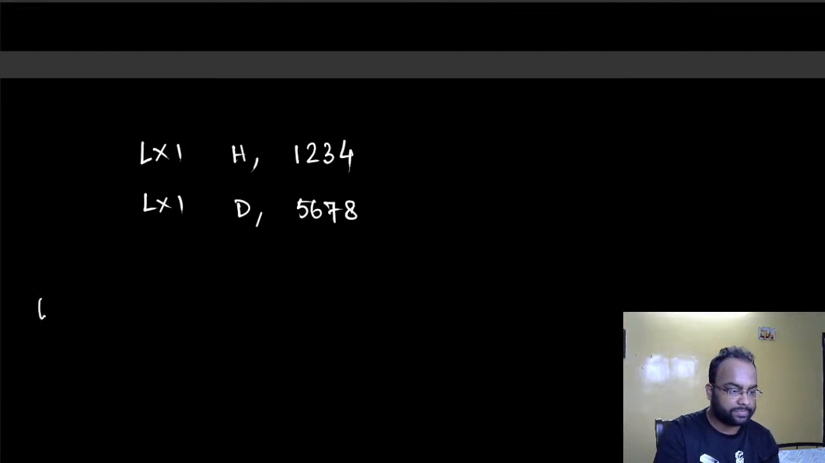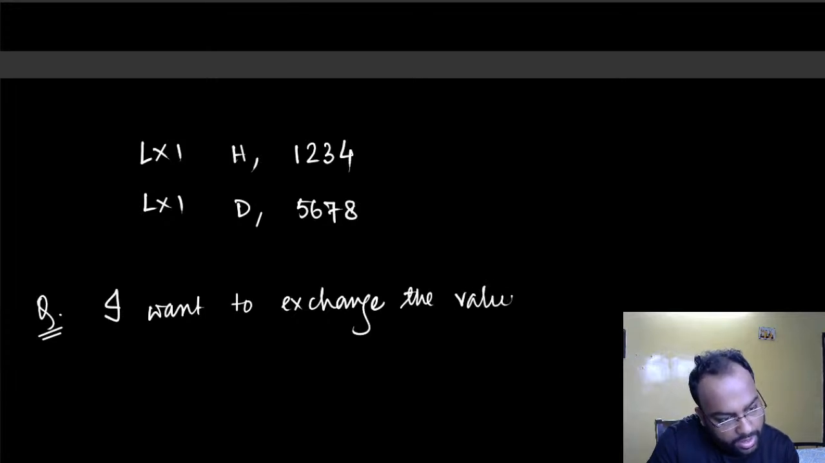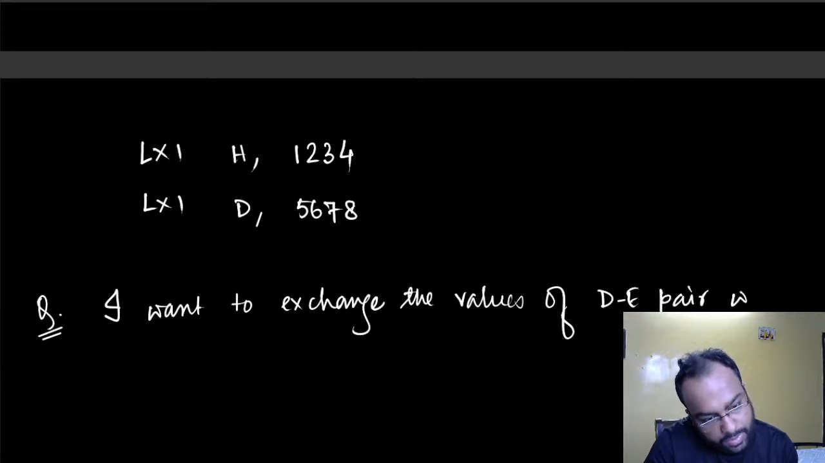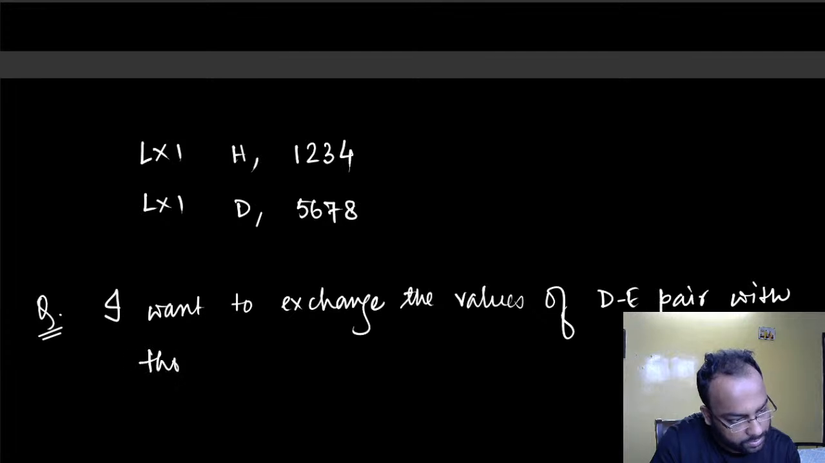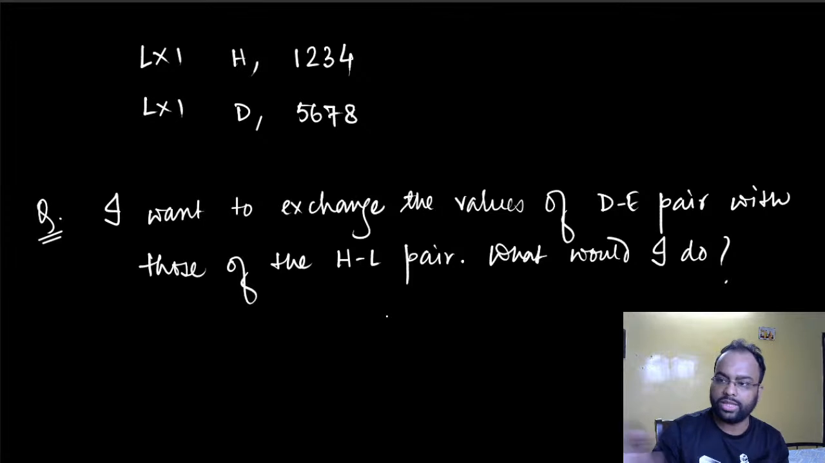Now my question is, I want to exchange the values of the DE pair with those of the HL pair. What would I do? So this is my question right now. I want to exchange the values stored in the HL register pair and the DE register pair.